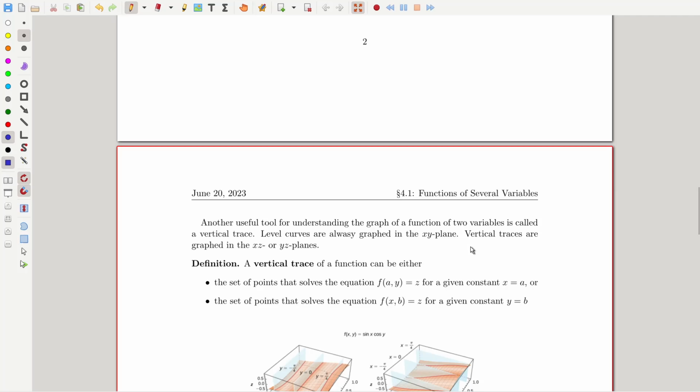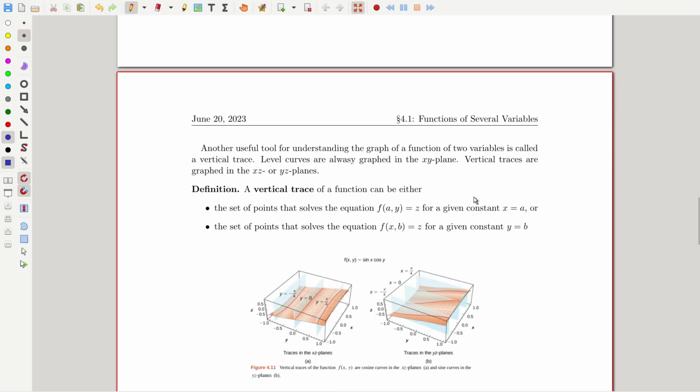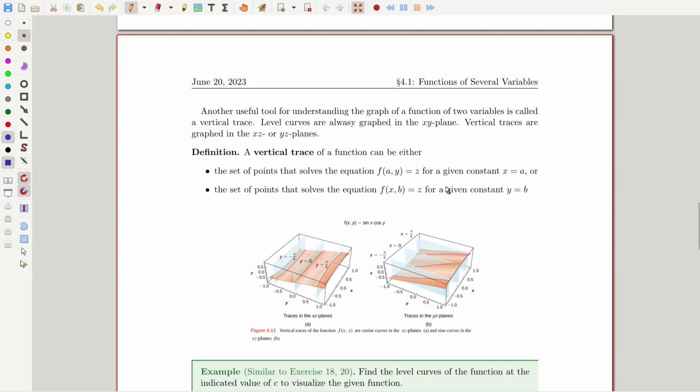Right. So that is one way of slicing, basically. And I'm trying to connect vertical traces with contour maps. They're very similar. It's just that the direction that you're slicing is different. So we have this other thing called a vertical trace.